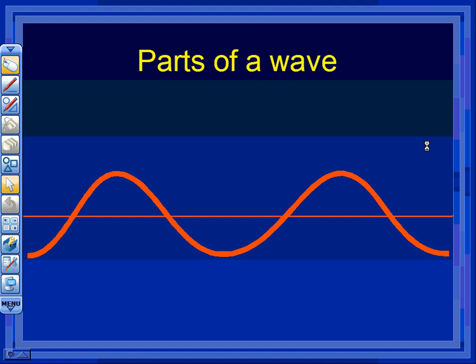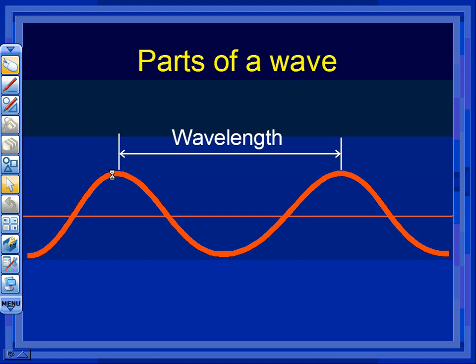One of the things you'll have to do on your quiz is to be able to label the parts of a wave, and so on number 6, you'll want to draw and label the parts of the wave. When you go from the top of one wave to the top of the other, or from the bottom of one wave to the bottom of the other, which is off the screen, that is known as the wavelength. So it's the distance of one wave.